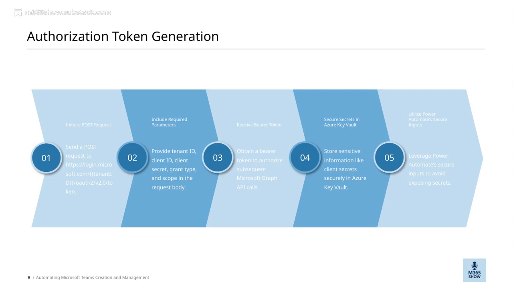These parameters are necessary to identify our application and specify the permissions we need. Once we send this request successfully, we receive a bearer token. This token is like a digital key that authorizes our subsequent calls to the Microsoft Graph API, which is the core service for managing Teams and other Microsoft 365 resources.